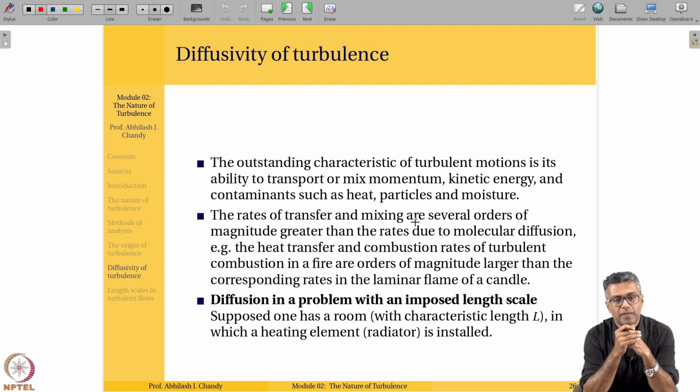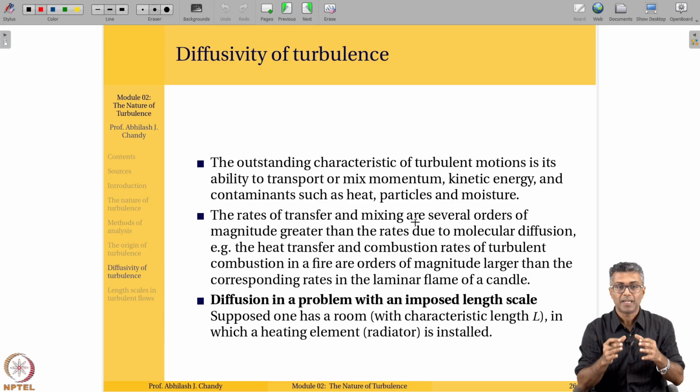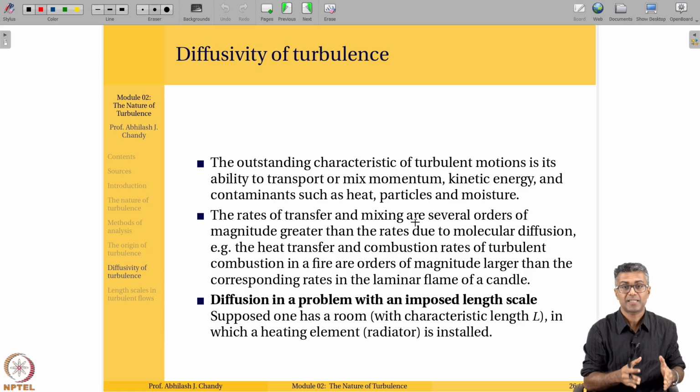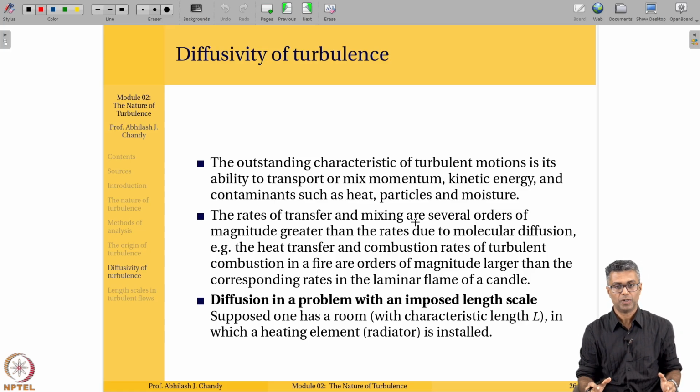Our next topic is the diffusivity of turbulence. This is one of the main attributes of turbulence, like I was discussing earlier. And I want to spend some time discussing this in detail, as this is one of the main attributes of turbulence. We will discuss this particular attribute through a case study.